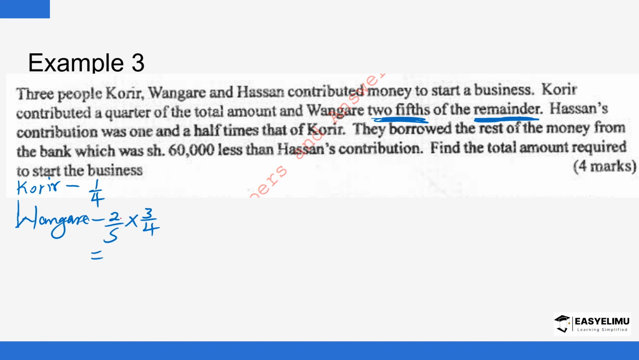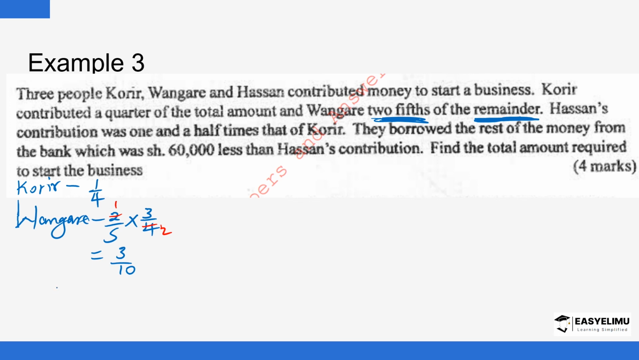So we have this diagonal here. So 2 goes here 1, 2 goes here twice. So 1 by 3 is 3, and 5 by 2 is 10. So what is contributed by Wangare is 3 over 10. Take note, it's not 2/5, it's 2/5 of the remainder.